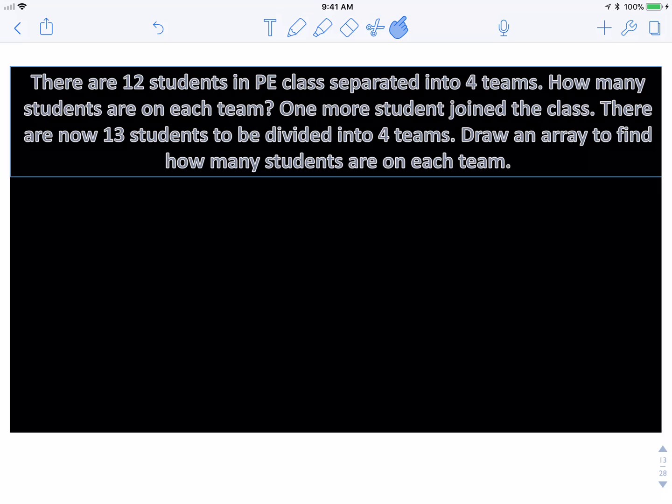There are 12 students in PE class, separated into 4 teams. How many students are on each team? One more student joined the class. There are now 13 students to be divided into 4 teams. Draw an array to find how many students are on each team. So go ahead and pause and draw your array and then continue when you're ready.